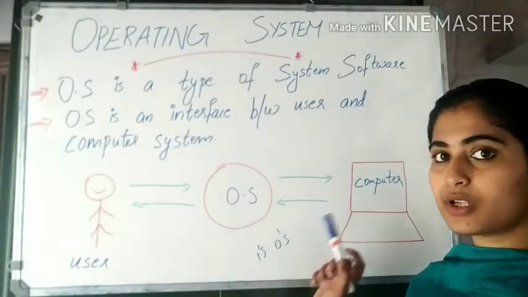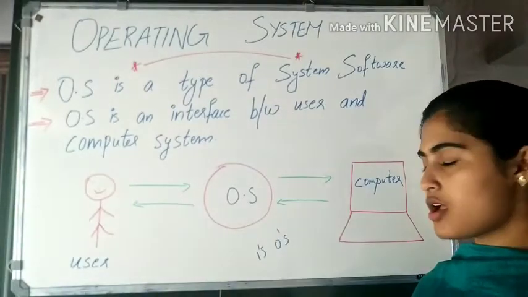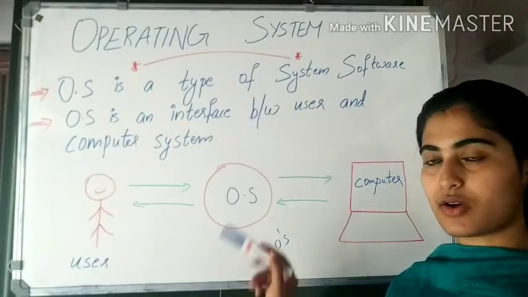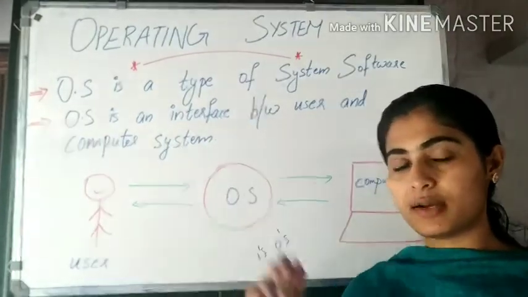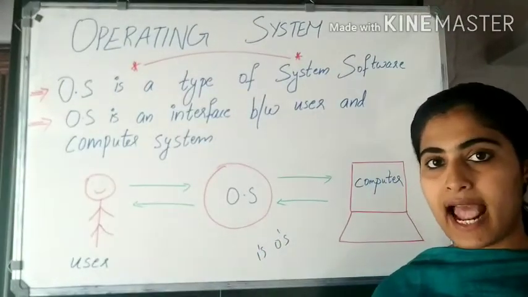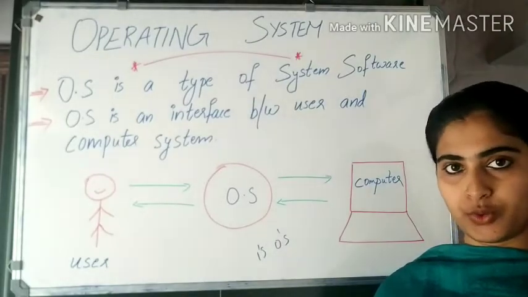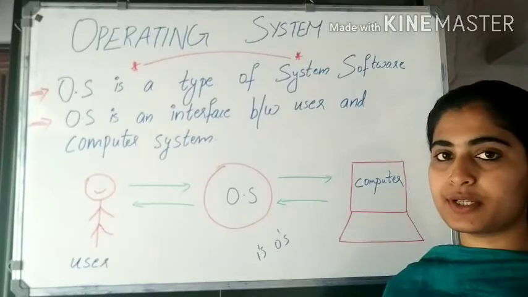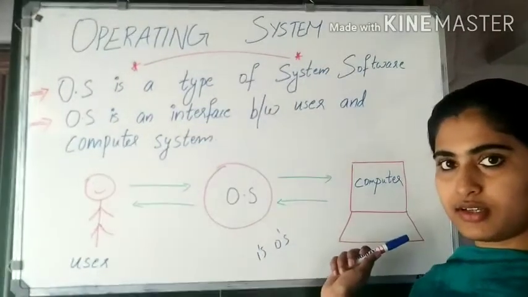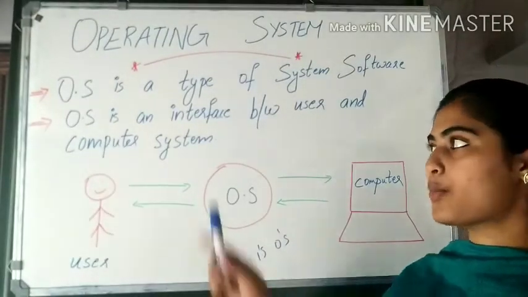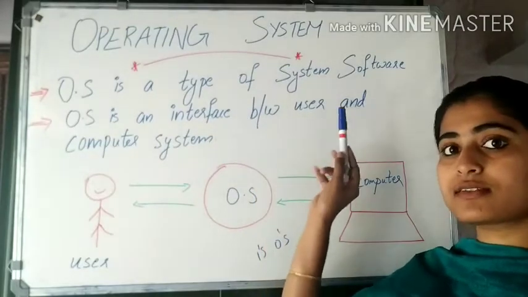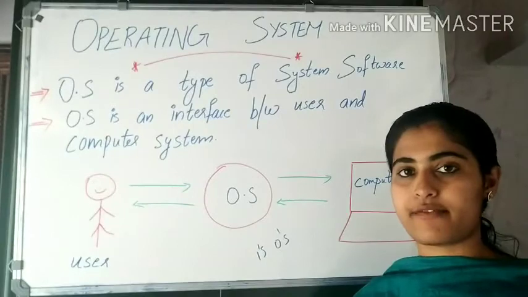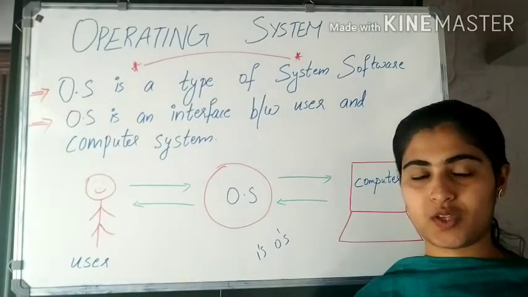Similarly, if a computer wants to communicate with a user, first that information goes on to the operating system, and operating system will be converting them into the form or the language that we humans know. So, this is how an operating system acts between a user and computer. Okay, so operating system is an interface between the user and computer system. This is the definition of an operating system.